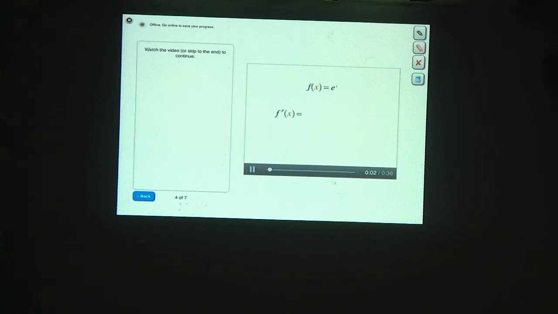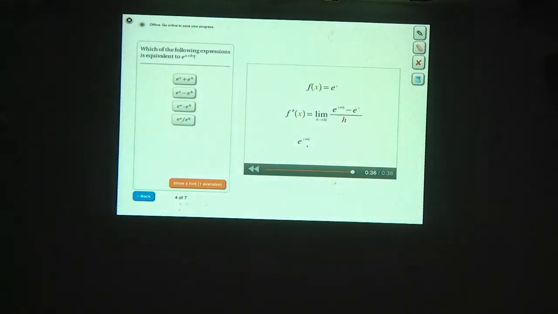Right, let's see how you got that. First, you used the definition of the derivative. The derivative of f of x is f of x plus h minus f of x divided by h in the limit as h goes to 0. And then you use the fact that e to the x is the function you're looking at. Whatever number you stick into this function, the output is e to that number. So when the input is x plus h, the output is e to the x plus h power. And over here, f of x is e to the x. Now, what's an equivalent way to write e to the x plus h?